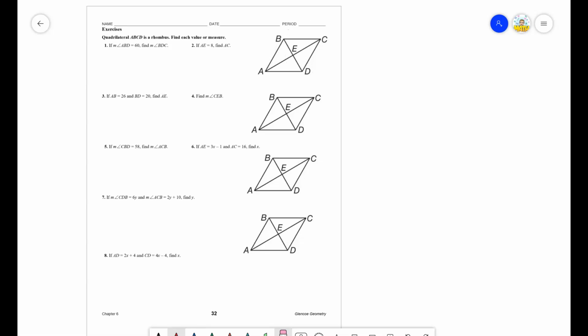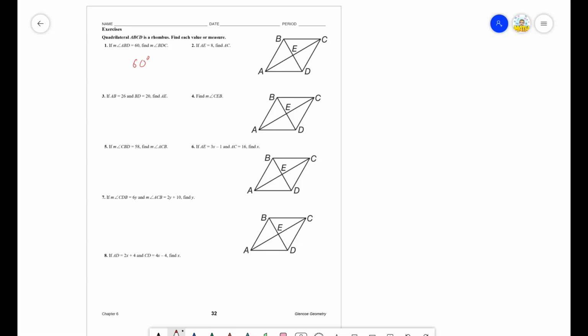In the first example, we have the measure of angle ABD is 60 degrees. If I know this angle in here is 60, I want to find the measure of angle BDC, which would be this angle in here. Remember, if this is 60 degrees, this is bisected, and we have congruent triangles here. So if ABD is 60, then this would also have to be 60. The opposite angles in any parallelogram are equal, and we have angles being bisected. So the measure of angle BDC would also be 60 degrees.